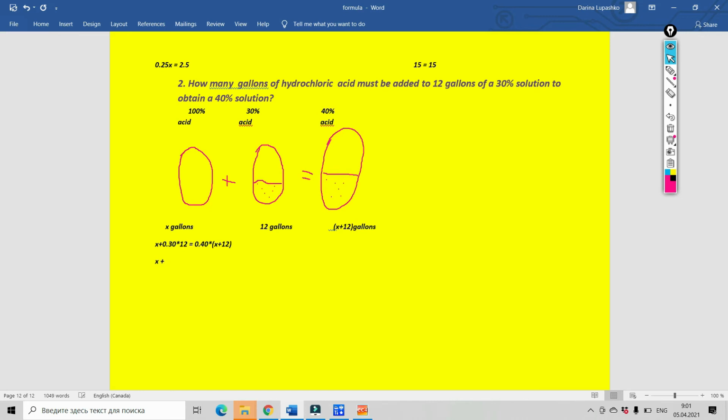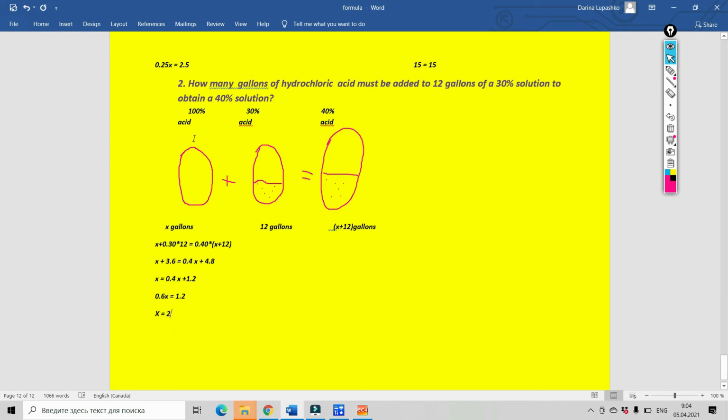So we have x plus 0.30 times 12, which is 3.6, equals 0.4x plus 4.8. Let us subtract 3.6 from both sides of this equation, and we'll get x equals 0.4x plus 1.2. Now let us subtract 0.4x from both sides, and we'll get x minus 0.4x, which is 0.6x, equals 1.2. By dividing both sides of this equation by 0.6, we'll get that x equals 2.